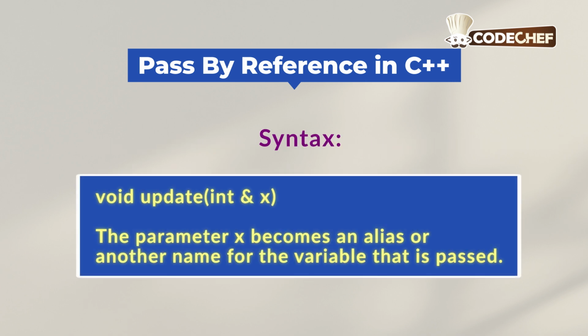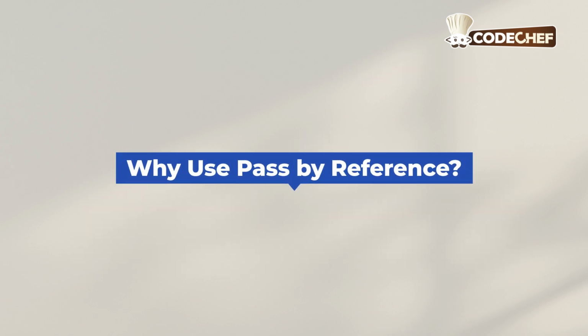Its syntax is void update, then in brackets int &x. So here it is actually passing the address of the variable x. The parameter x becomes an alias or another name for the variable that is being passed as the method parameter. Why use pass by reference?